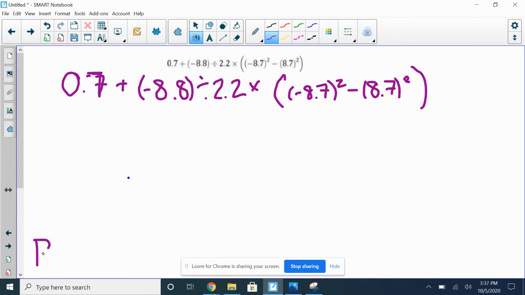And down here I'm going to write PEMDAS so that we don't forget it, and I'll cross out our letters as we go.